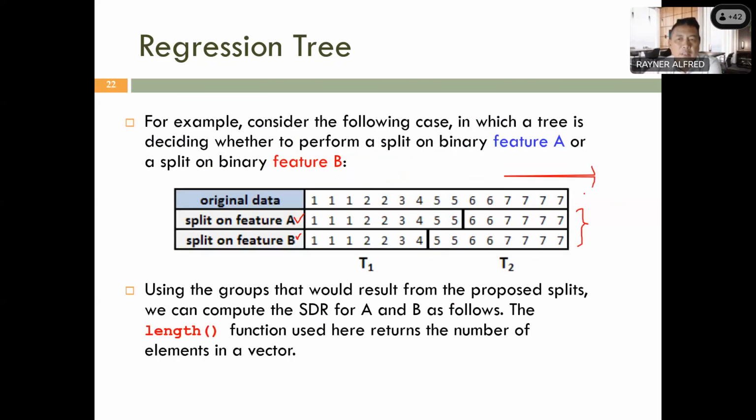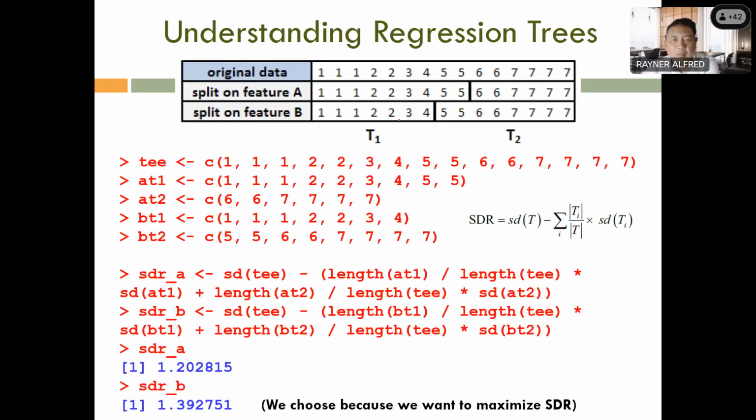So first we need to find the standard deviation for this before the splitting, and after splitting using feature A, we will find the standard deviation for A and also the standard deviation for B. So we will compare. Okay, so which one is better? In order to illustrate this one, we use this R statement also.